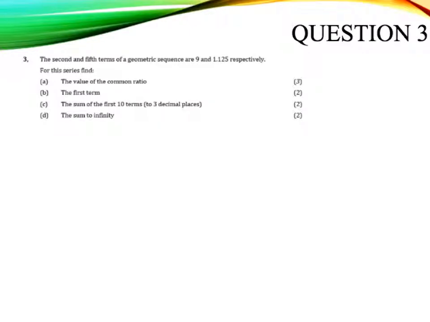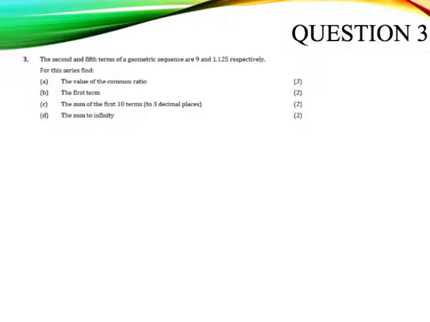Okay, so this question is talking about a geometric sequence. We've got this geometric sequence here. It says the second term is 9 and the fifth term is 1.125, and we've been asked to work out the value of the common ratio.